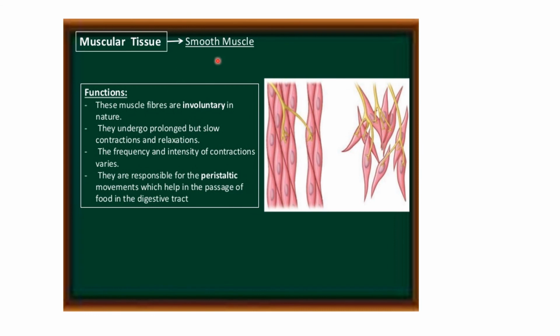Now moving on to the other muscle, which is smooth muscle. They are involuntary, and they undergo prolonged but slow contraction and relaxation. The frequency and the intensity of contraction varies. They are responsible for peristalsis movement, which helps in the passing of food in the digestive system. These are spindle shaped cells with the nucleus in the middle.